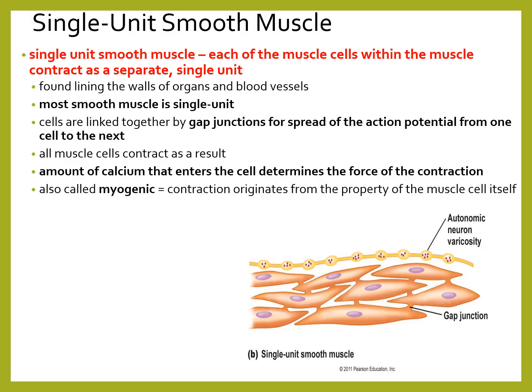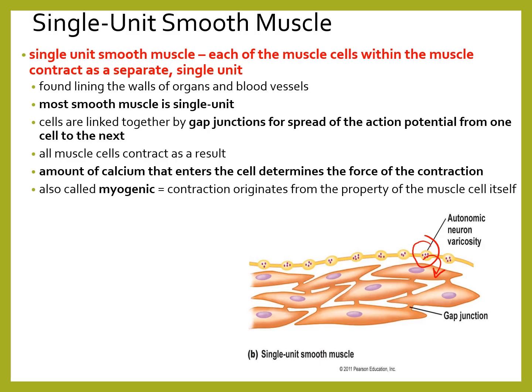So single unit smooth muscle is also called myogenic smooth muscle because contraction originates from the property of the muscle cell itself. This is the kind of smooth muscle you will find lining the walls of organs and blood vessels. As a matter of fact, most of the smooth muscle in our body is single unit. In this picture, you can see this really weird autonomic neuron with, again, its long terminals with sort of these bead-like synaptic vesicles. In single unit, let's say that this synaptic vesicle releases its neurotransmitter and the nearby smooth muscle fiber generates an action potential.